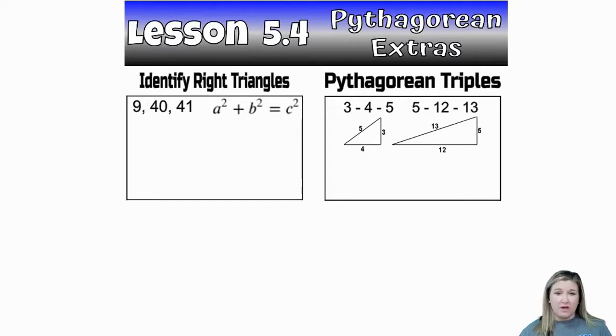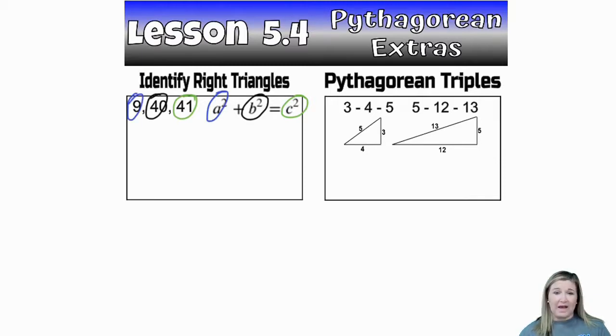So, first off, identifying right triangles. If I have the three side lengths 9, 40, and 41, then I can take those three and decide, is this a right triangle? Do these three side lengths make up a right triangle or not? What you'll want to note is that C has to be the longest side. So C has to be 41. A and B don't matter. So I'm going to say B is 40 and A is 9.